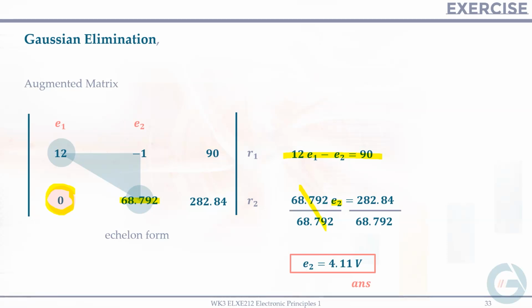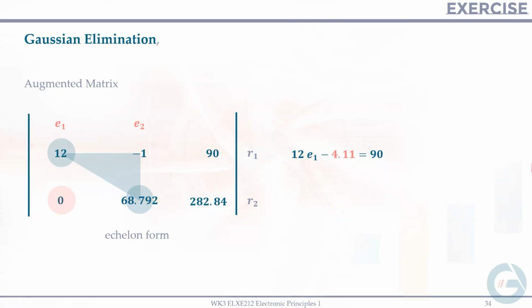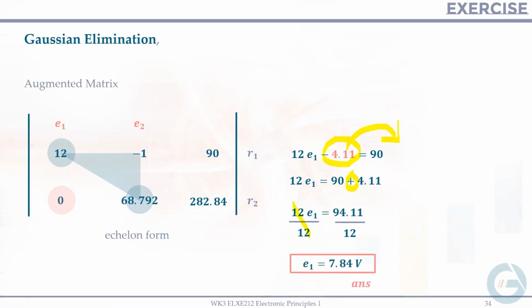So I got now my unknown voltage, E2. Okay, the next step is to substitute that 4.11 into my equation 1. Okay, so 4.11, then of course I can transfer this negative to the right side. So it will become positive. And that is equivalent to 94.11. So divide by 12. Of course, cancelled out. So my E1 is 7.84 volts. So I got now my two unknown voltages.